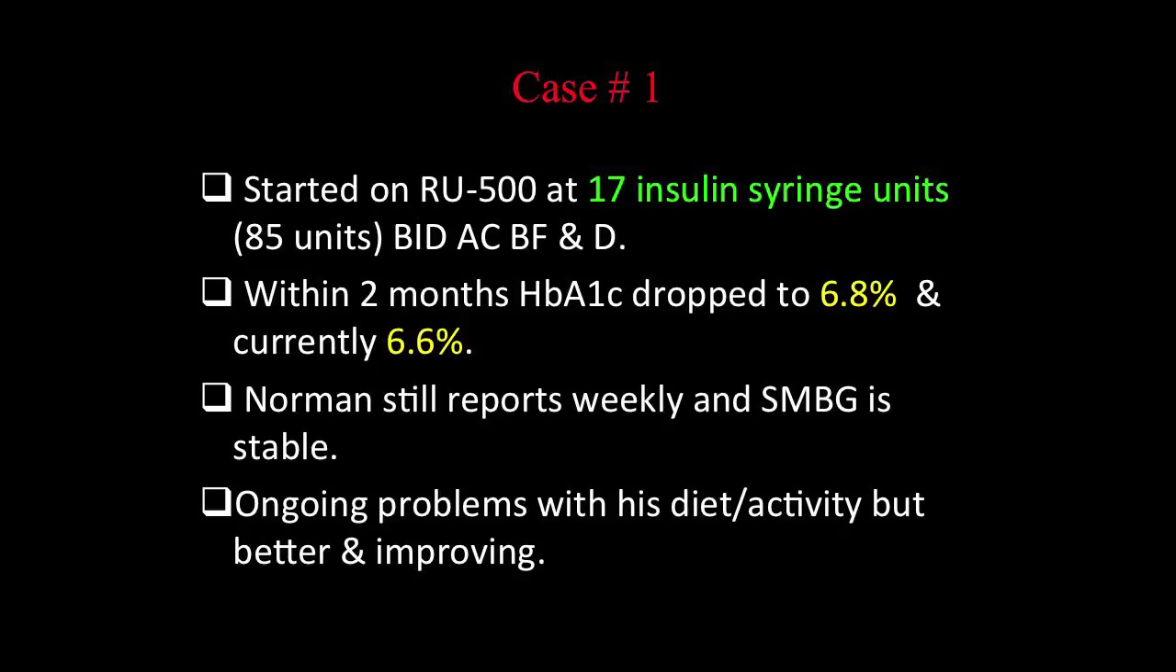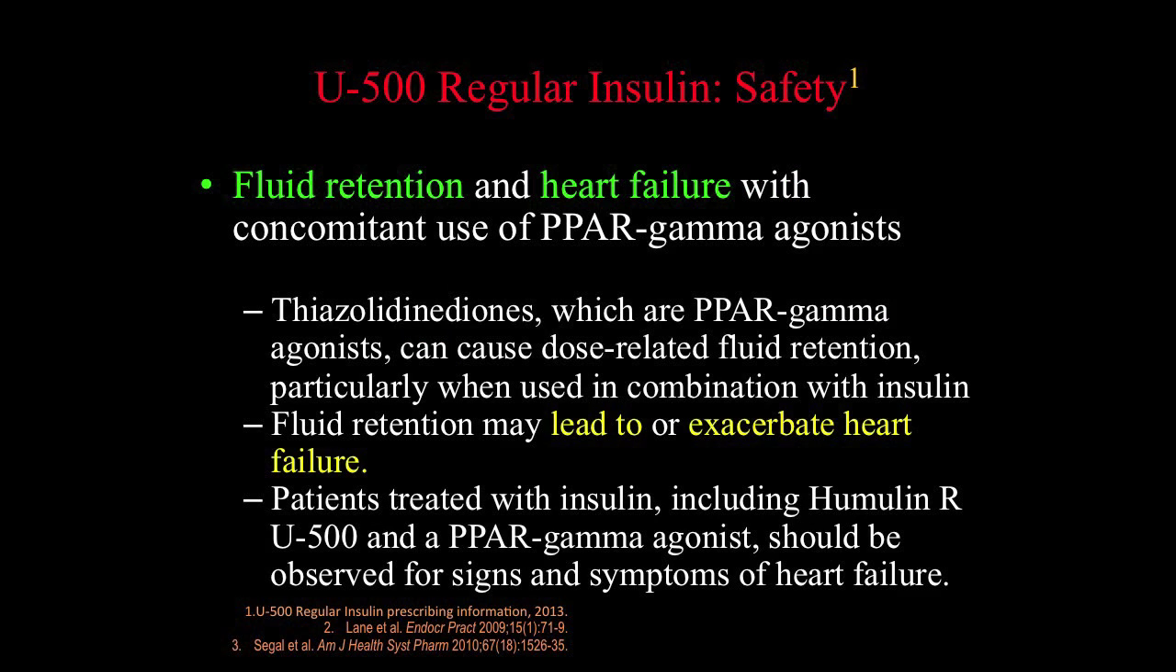This is the way that we write it down: 17 insulin syringe units, and in parentheses we have to put 85 units of U500. This is the way that DHS pharmacy wants it, before breakfast and dinner. Then A1C in 2 months dropped to 6.8 and 6.6, and currently he is still in the program.